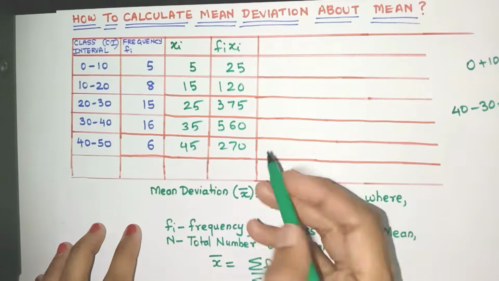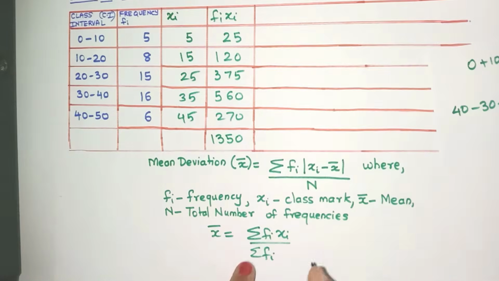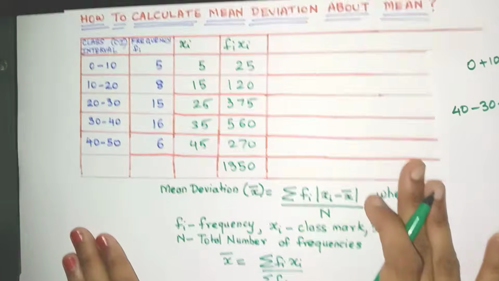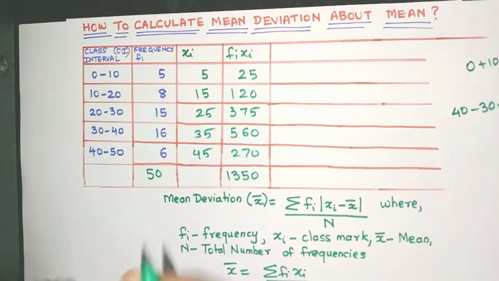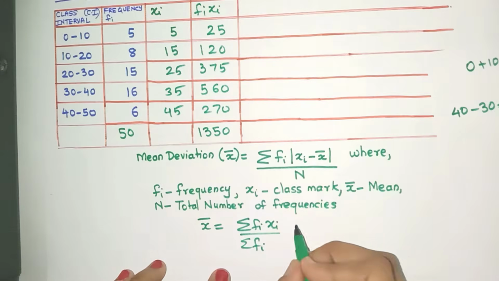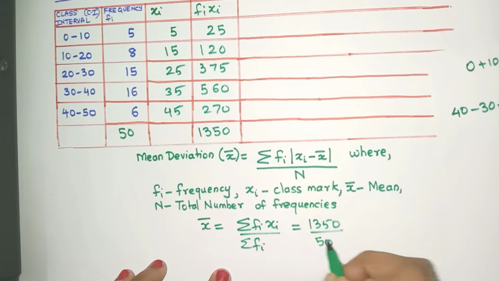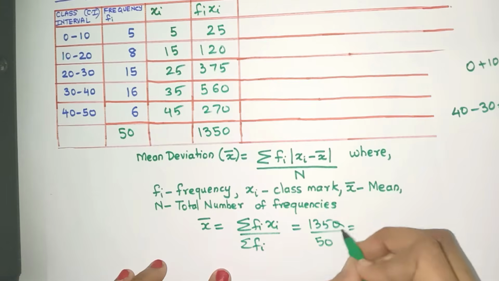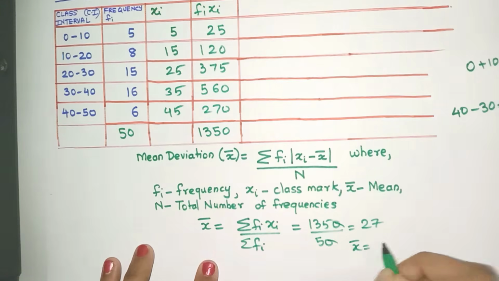So on adding friends, you will get 1350 as the answer. Also we need sigma fi. That means yes, the total of all the frequencies which comes to 50. That's it. We have both the values. Let's substitute. So we'll get 1350 divided by 50 which turns out to be, yes, 27. So any method you follow, you will get the same value of mean.